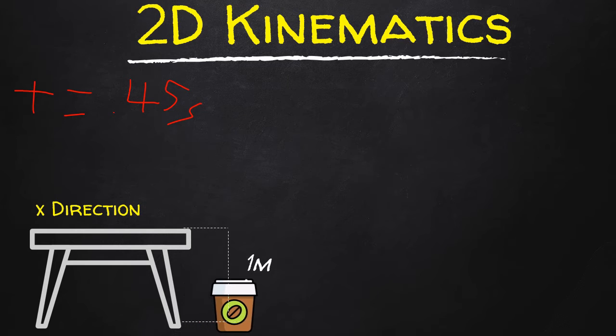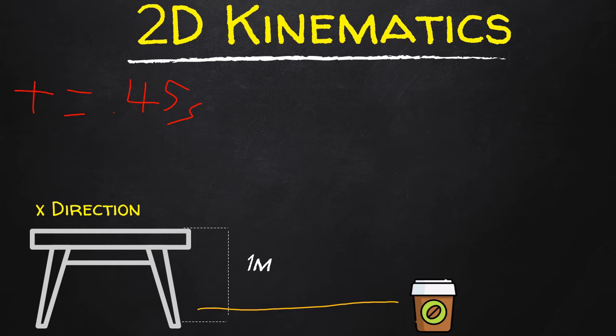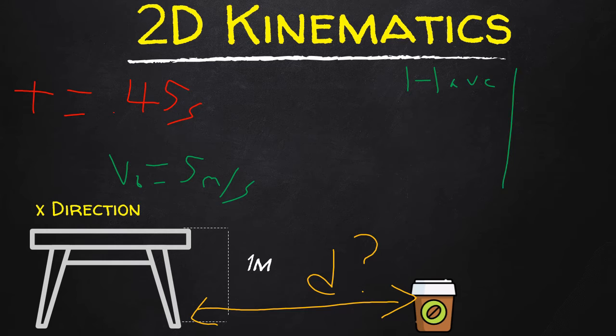The cup has moved some distance here. We'll just call it d. What is d? Now I don't have it written on this slide, but we already saw earlier that the velocity in the x direction was 5 meters per second. So let's write out what we have and then what we need, doing it a little bit smaller so we have some space over here.